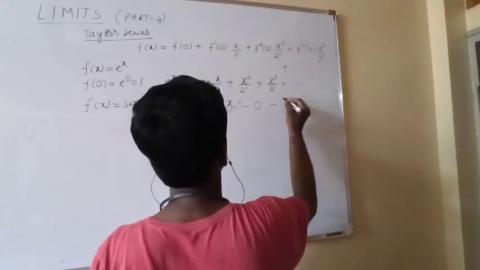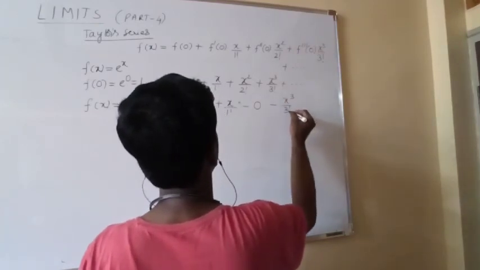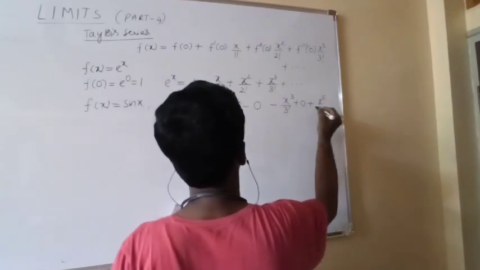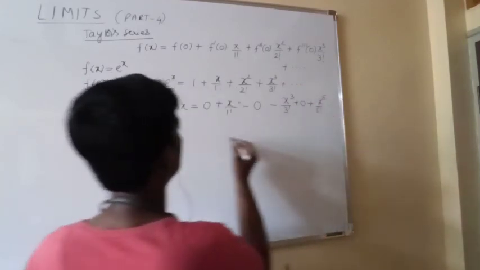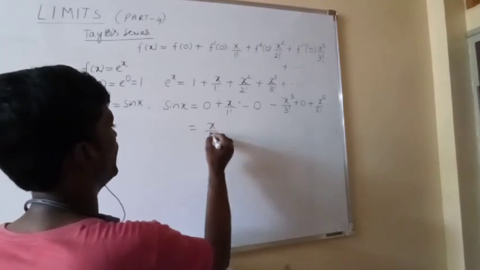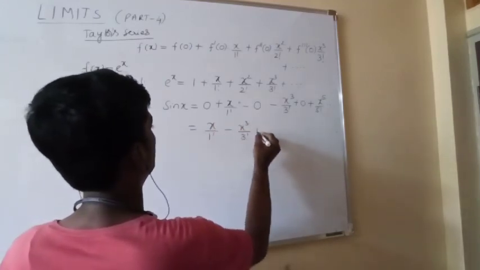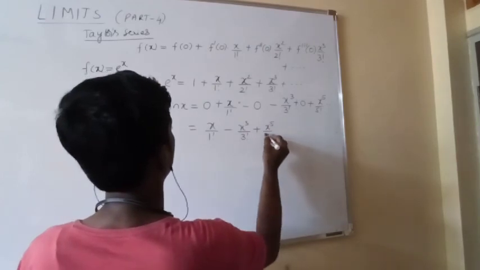Minus 1 into x cube by 3 factorial. Similarly, the next term again we will get 0. The next term will be x power 5 by 5 factorial, and so on. So sin x is equal to x by 1 factorial minus x cube by 3 factorial plus x power 5 by 5 factorial, and so on.